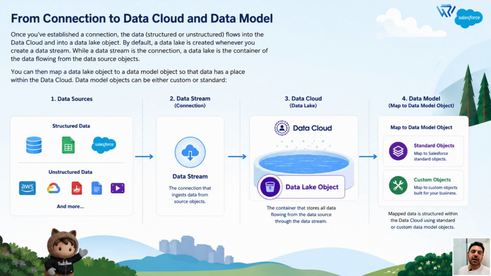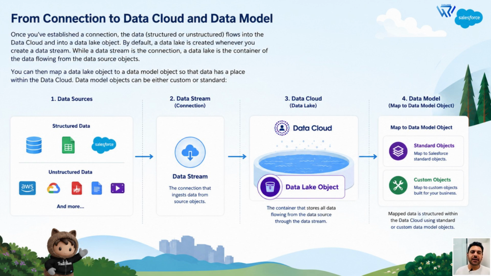Once you have established a connection, that data, whether it is structured or unstructured data, flows inside the data cloud and gets inside a data lake object. Whenever you create a data stream, by default a data lake is created. Data stream was a connection, but data lake is the container of data. That structured or unstructured data flowing from data source objects is held inside a data lake object.